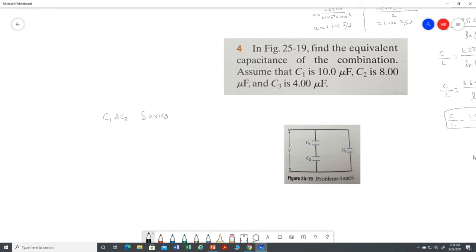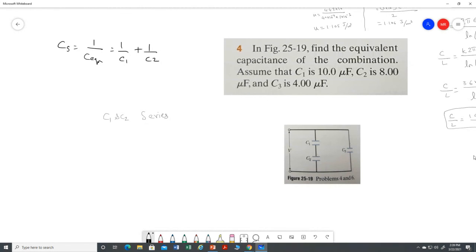Yes. Am I right or not? So we have the rule for series. What is the rule for series? Just before we've studied, what is the rule for series? 1 over C equivalent is equal to 1 over C1 plus 1 over C2. We studied this rule. Am I right?